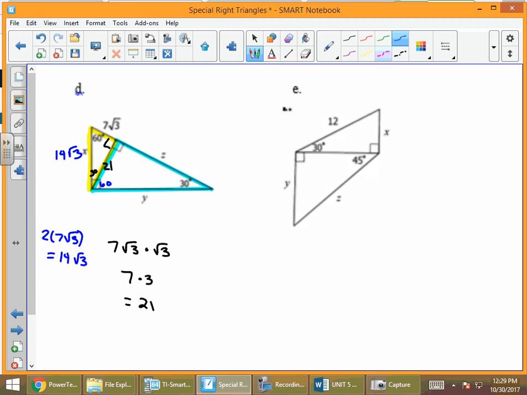21. So what do we have to do with 21 to find this side right here? Times it by 2. So 21 times 2 gives us what? 42. Go back to your short side. What do we have to multiply our short side by to find our long side? Radical 3. Literally, you just tack on a radical 3. Sometimes they're kind of like old puzzles. 2 triangles.